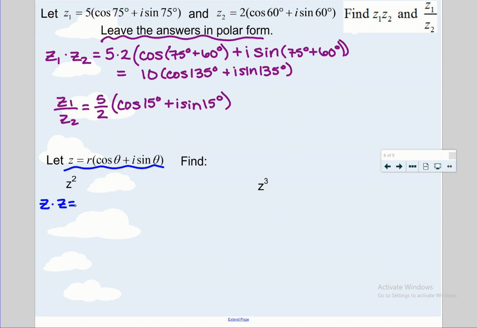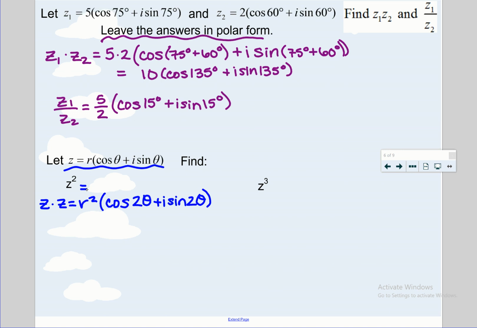So if I use my multiplication formula to do Z times Z, I would multiply their r's. So what's r times r? R squared. And then to get my angle, I would add the angles together. So it would just be theta plus theta. What's theta plus theta? 2 theta. Plus i sine 2 theta. All right, that's what Z squared is equal to.